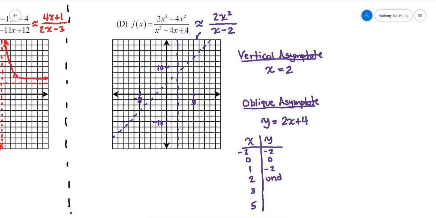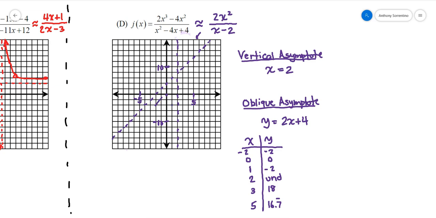At 3, I'm going to have 18. At 5, I'm going to have a rather large number, 50 over 3. And 50 over 3 is about 16.7-ish. So I'm going to plot these points. -2 is here, 0, 0 is here, and 1, -2 is here.